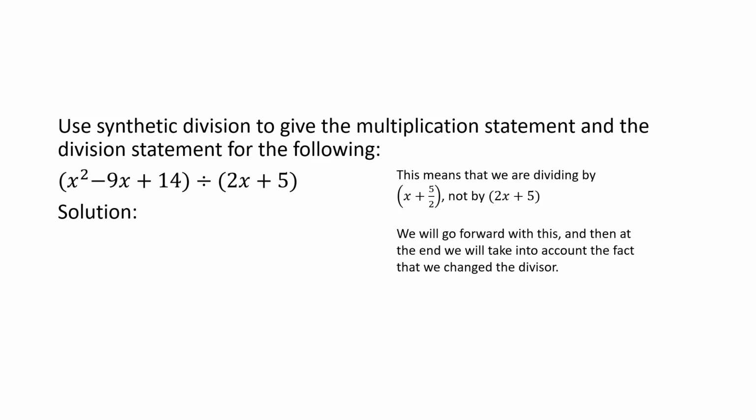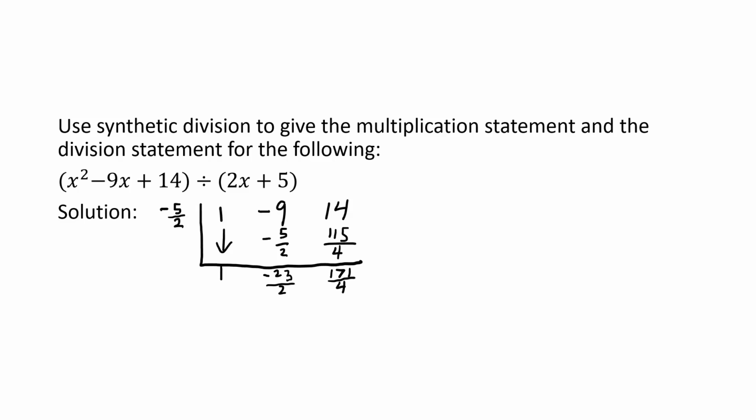So what we're going to do with our synthetic division is divide by x plus 5 halves, not by 2x plus 5. It's important to keep that in mind. Our synthetic division assumes that there's a coefficient of 1 in front of the x. So just keep in mind we're actually dividing by x plus 5 halves. We'll do that, and then at the end we'll take that into account and adjust our answer.